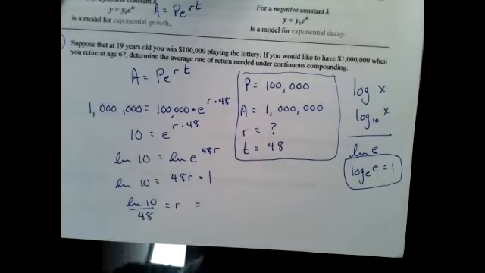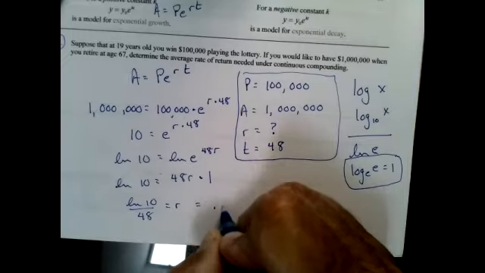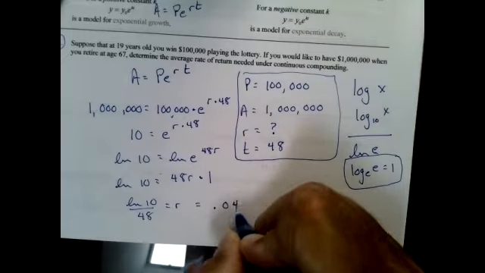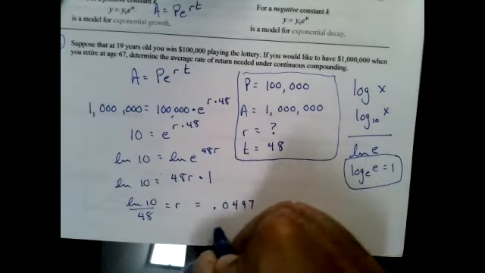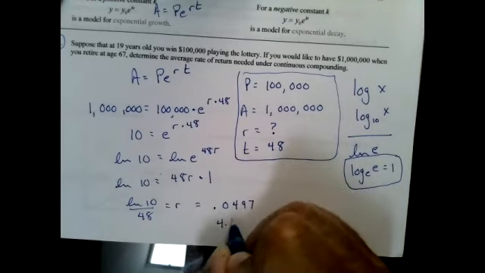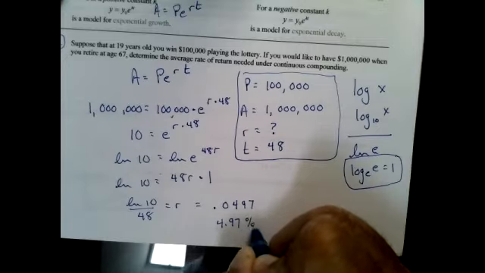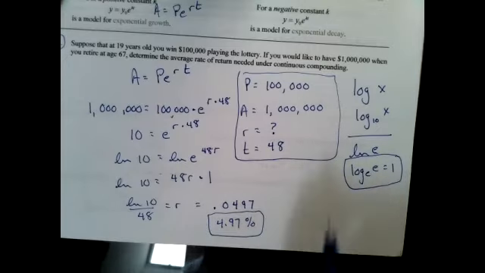Calculator, oh, that's my phone. I need natural log of 10. I'm excited. Natural log of 10 divided by 48. He needs a rate of 0.049797. So he needs 4.97%. That even makes sense. Everything sounds good there.